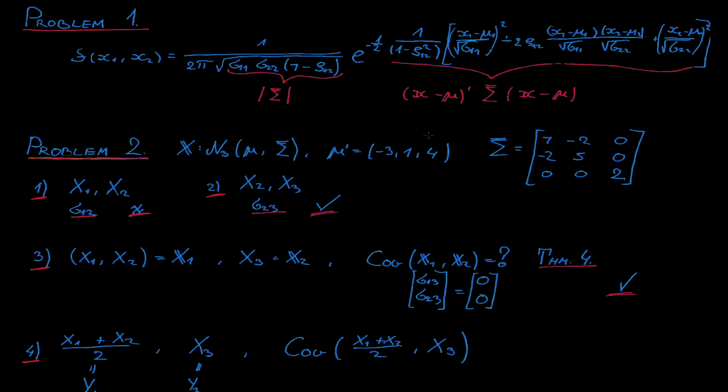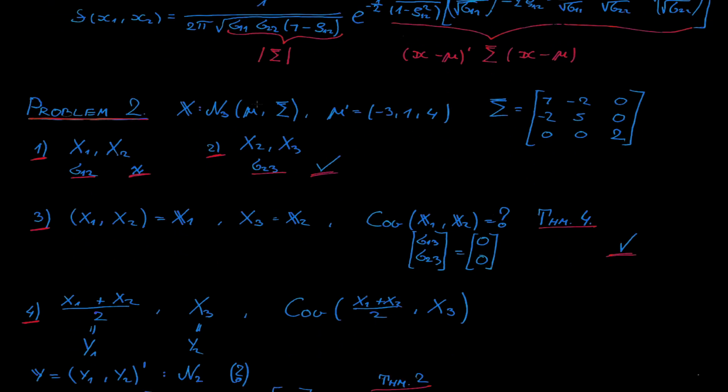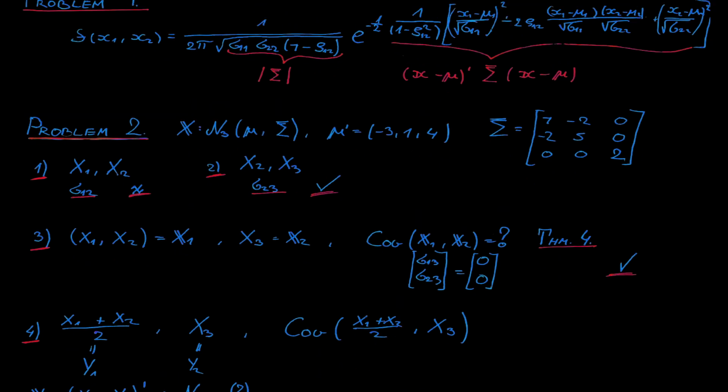Let's see for x2 and x3. In this case, it is easy to see that the covariance is 0 from the covariance matrix, and then by the same theorem, this holds only in the case of a normal distribution. So covariance is 0 if and only if x2 and x3 are independent. In the general case, only one implication stands. So if they're independent, then the covariance is 0. The opposite does not always stand. But in this case, when we have a normal distribution, it stands.